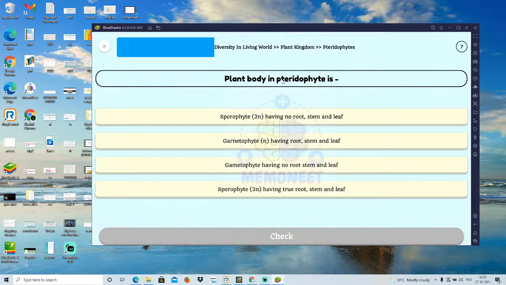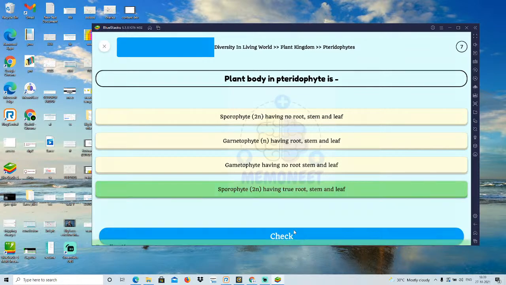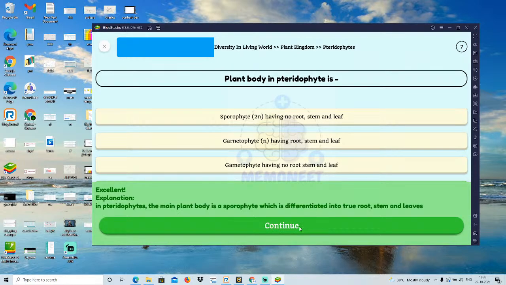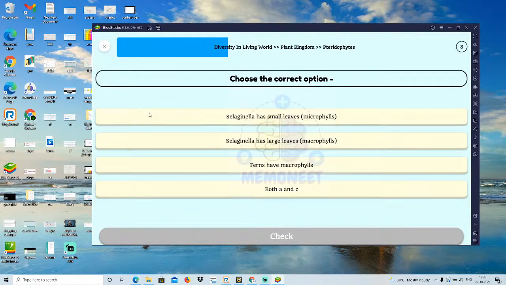So the main plant body in Pteridophyte is a sporophyte that has true root, stem, and leaf. Okay, so this we should remember properly. Choose the correct option. Selaginella has small leaves. Selaginella has large leaves. Ferns have macrophylls. I believe ferns have macrophylls, and Selaginella has microphylls. So both A and C.